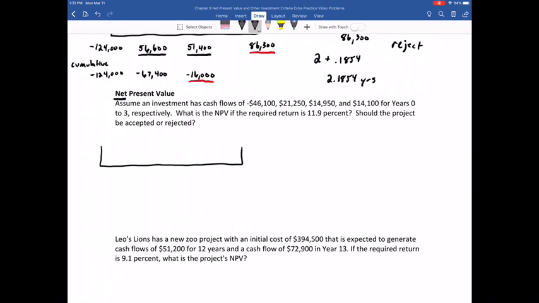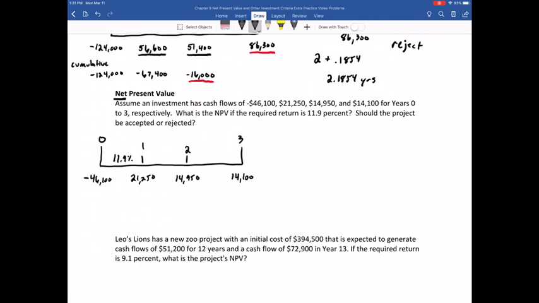So in this case, again, I do recommend drawing a timeline to visually see the cash flows associated with the project. And once again, we have a 3-year project with an initial cash outflow of $46,100 in year 0, $21,250 in year 1, $14,950 in year 2, and $14,100 in year 3, and our discount rate is 11.9%.